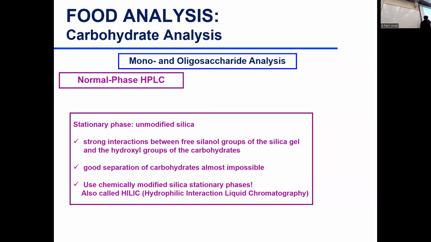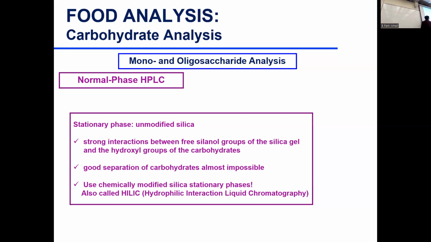So replacing unmodified silica, when we have a mixture of monosaccharides or a mixture of mono and disaccharides that would be hard to separate without anything else, we use chemically modified silica. So the silica stationary phase is a bonded stationary phase, and we call it HILIC. Like we had hydrophobic interaction chromatography, here we have hydrophilic interaction chromatography. So it's very similar to normal phase, where the stationary phase is actually polar and the mobile phase is non-polar.